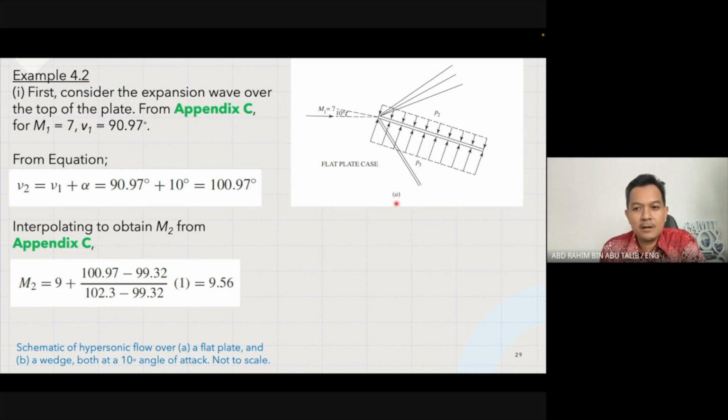Okay, let us consider the first part of the question, the flat plate case. First, consider the expansion wave. From our theoretical understanding earlier, for a flat plate case, the flow on the top surface will experience an expansion wave, whereas the flow going through the bottom surface experiences an oblique shock wave. And we know P2, the pressure uniformly distributed on top of the surface, is less than P1. At the same time, the pressure on the bottom surface, P3, is greater than the pressure P1. Okay, and we also know P3 is more than P2.